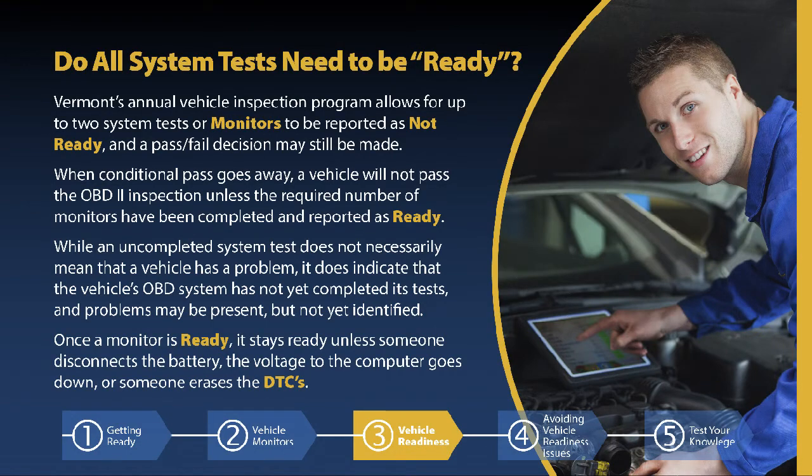Vermont's annual vehicle inspection program allows a pass-fail decision to be made even if up to 2 system tests or monitors are reported as not ready. When conditional pass goes away, a vehicle will not pass the OBD2 inspection unless the required number of monitors have been completed and reported as ready. Readiness means that the system is communicating and that any presented problems will be reported under diagnostic trouble codes.